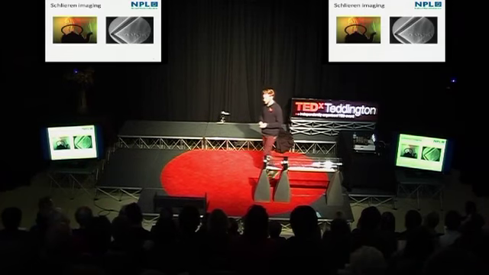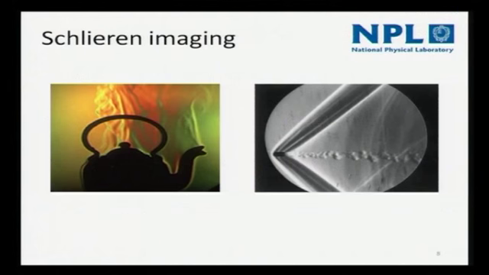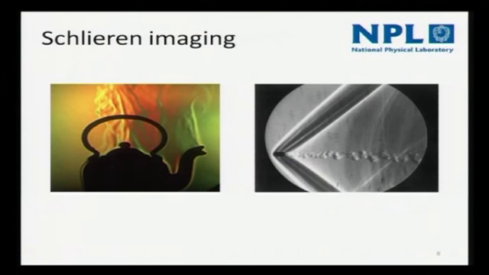So this is something called schlieren imaging. It was developed a while ago, and what you can do with it is visualize changes in refractive index. So much like that plane, but you can do it in the laboratory. On the left, we have a kettle showing you the heating effect, and on the right there's a bullet showing the sonic boom as the bullet propagates.